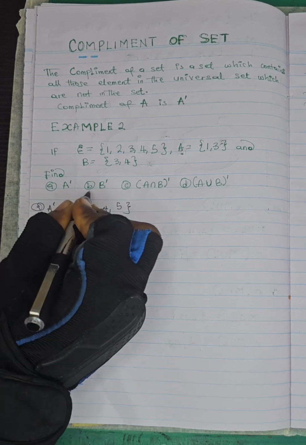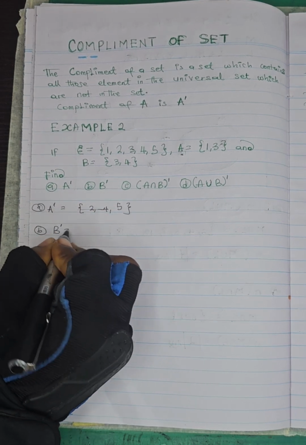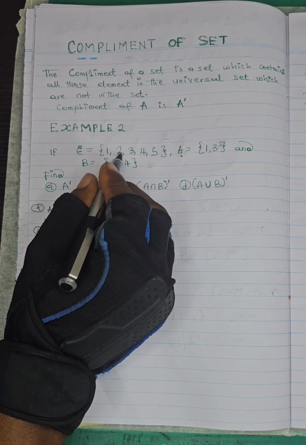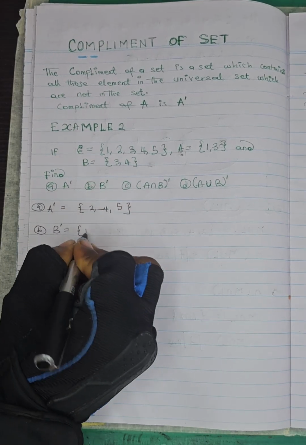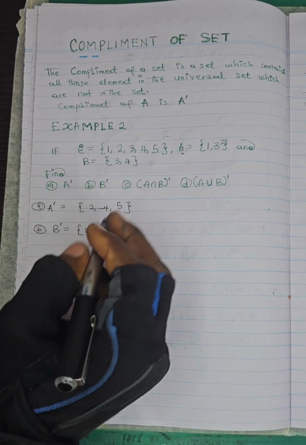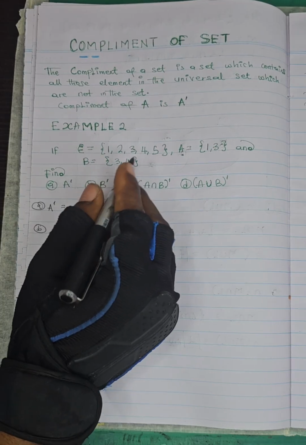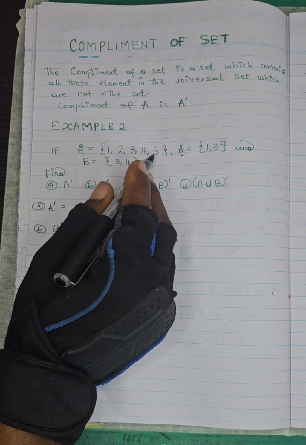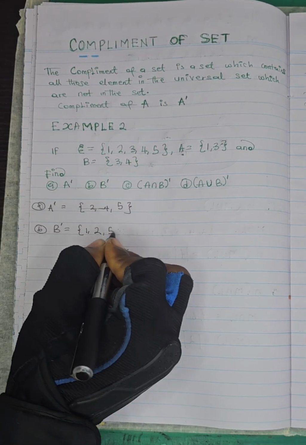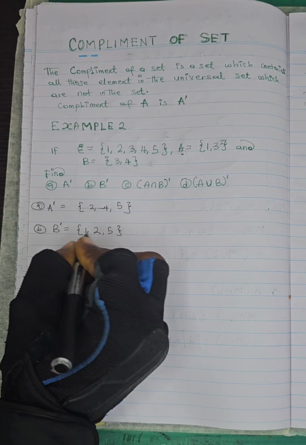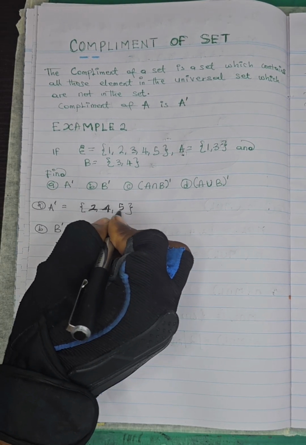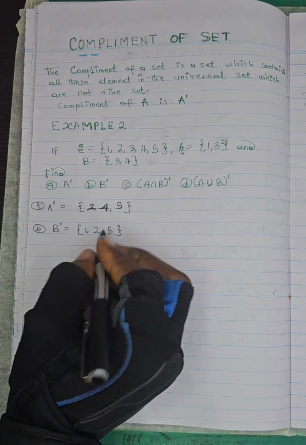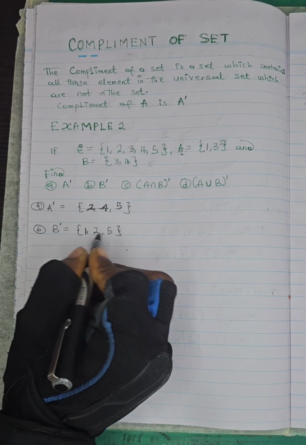The second one says complement of set B. What do you have in the universal set that is not in B? So let's start. 1 is not in B, so write out 1. 2 is not in B, so write out 2. 3 is there. 4 is in B. 5 is not in B, so write out 5. This is the complement of set B. This is 1, 2, and 5.